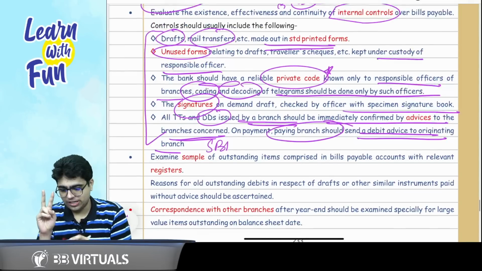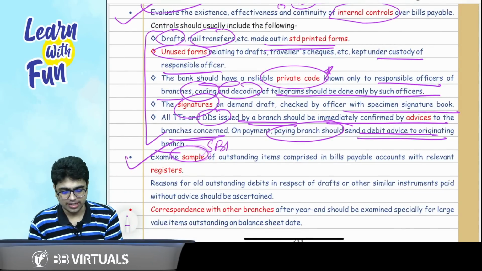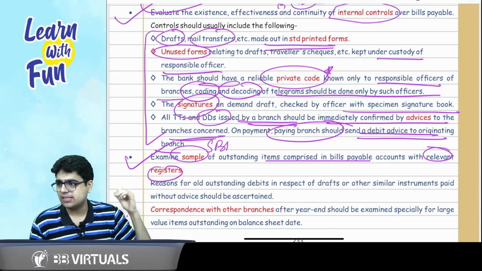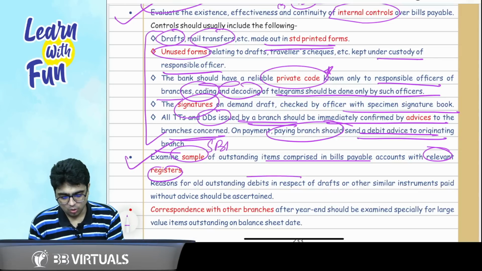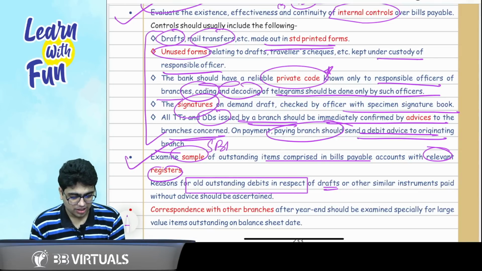Second thing, sir, what do we need to do as an auditor? Once you have seen the internal control, check the sample of outstanding items. Check the sample of outstanding items comprised in bills payable with relevant registers. Checking the samples with the registers, and reasons for old outstanding debits in respect of drafts or other similar instruments paid without advice should be ascertained.